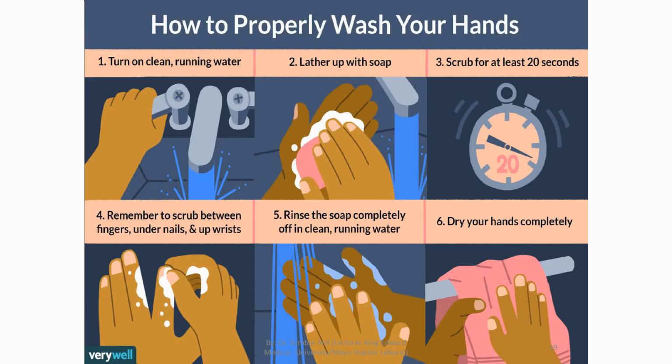Proper hand washing steps are: turn on clean running water, then lather up with soap, scrub for at least 20 seconds. And remember to scrub between your fingers, under nails, and up to wrists. Rinse the soap completely off in clean running water. And at last, dry your hands completely. Completely drying your hands is the most important.